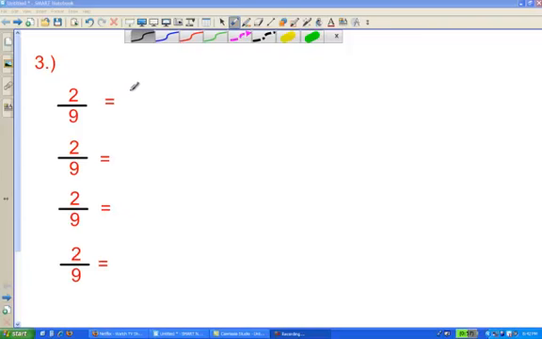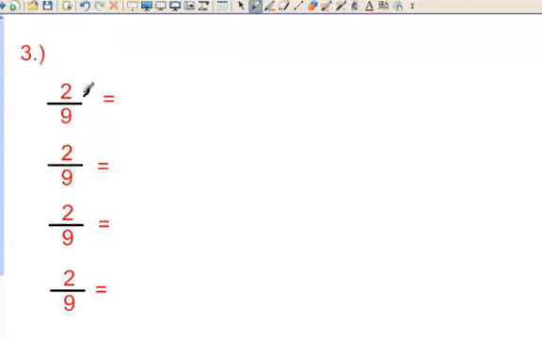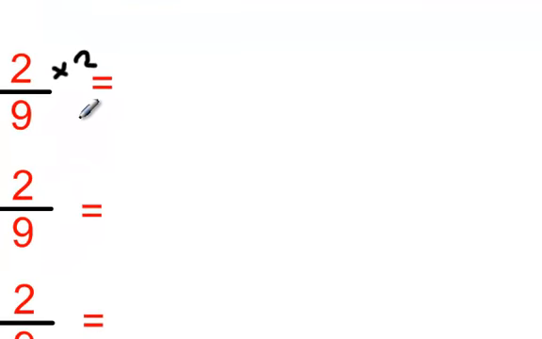So I have 2/9. I've got to make equivalent fractions. Well, I can multiply the same thing on the top and on the bottom. As long as I do that, I can get as many equivalent fractions as I want.